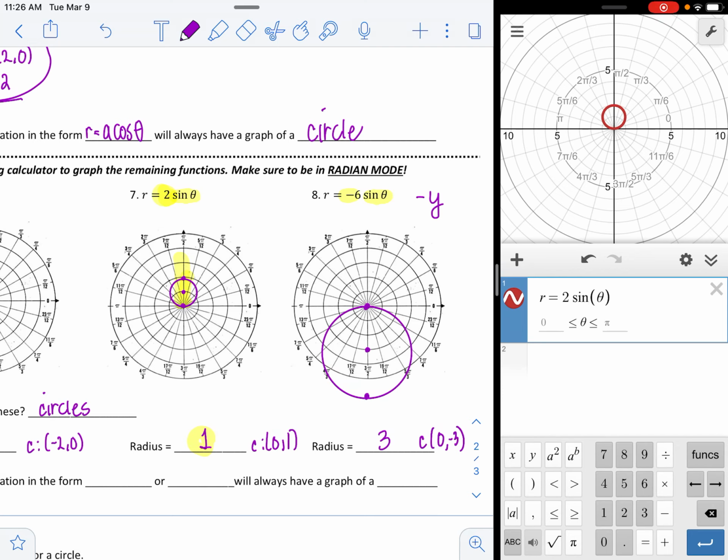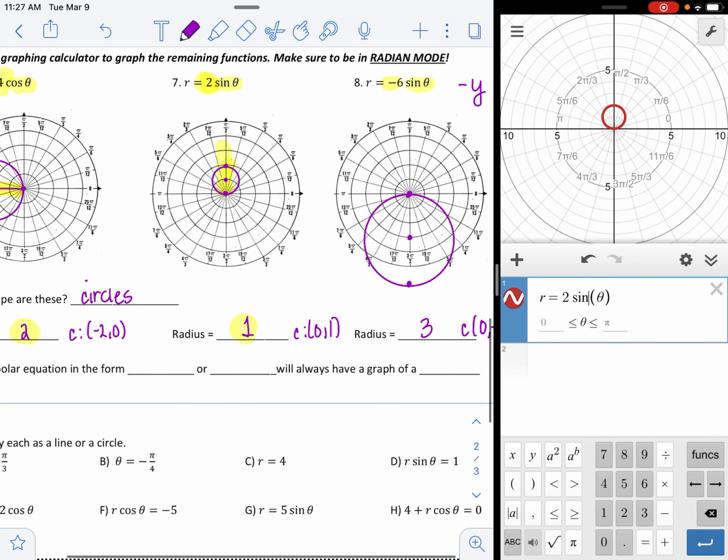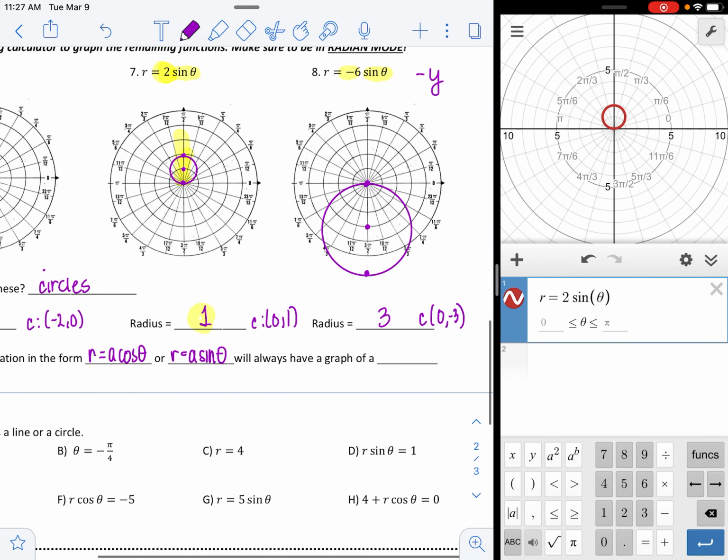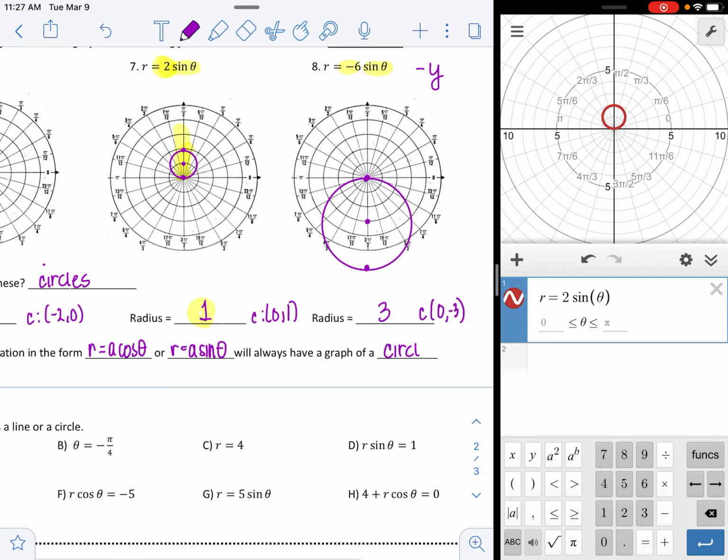So you can tell what these look like without using your graphing calculator, okay? You can tell what axis they're on, how big their diameter is, therefore how big their radius is, and also where the center is because you know what axis it's on. So if you see an equation in the form r equals a number cosine of theta, or r equals a number sine of theta, then these will always be graphs of circles.